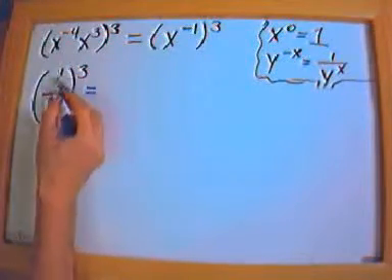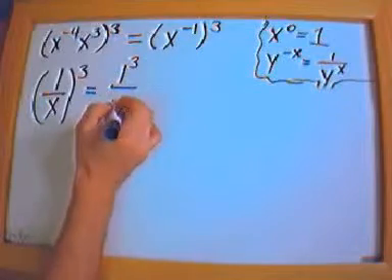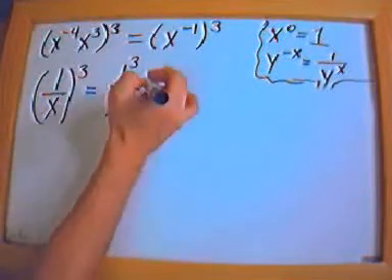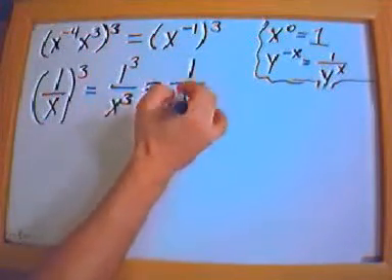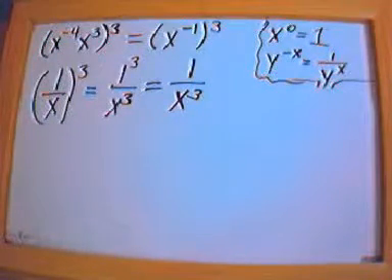And this is simply, remember, when you have a fraction raised to an exponent, it's 1 raised to the 3rd power over x raised to the 3rd power. You just put the power to the top and the bottom separately. 1 times 1 times 1 is simply 1 over x to the 3rd. And that's the answer.